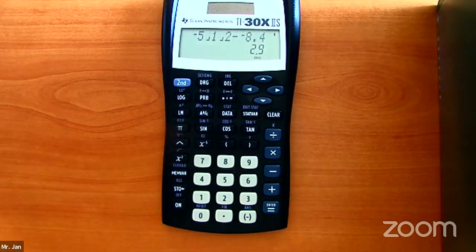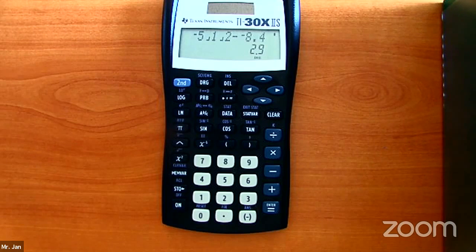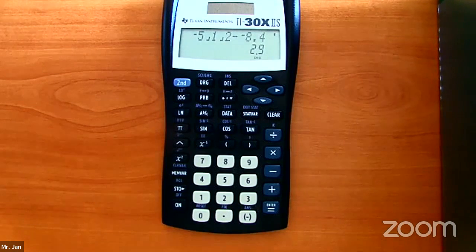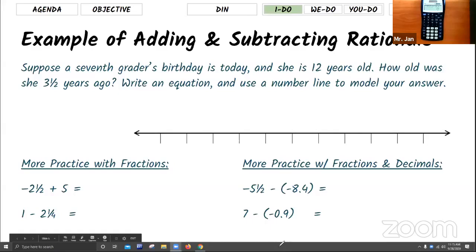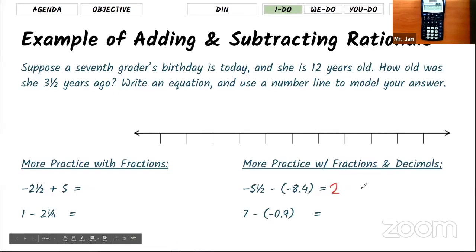Unless the problem says you need to write your answer as a fraction or decimal, you can put any type of number, okay? So don't worry about it. Oops, did I share my screen? It's 2.9. Okay, I didn't share it. And let's go back. And my pencil was at 2.9.